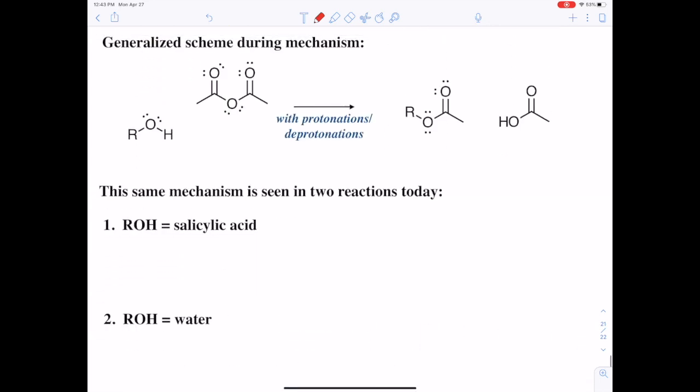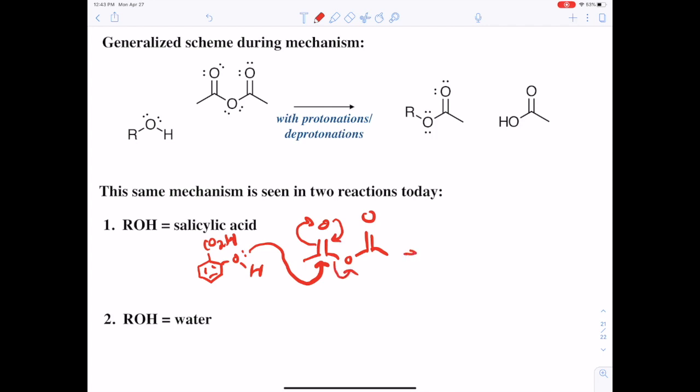We just saw this generalized mechanism. Let me just do that generalized mechanism here. Nucleophile attacks, electrons get kicked up, they come back down, and the leaving group departs. Of course, H plus hops on and off of things, but you get the picture. Now this is bonded to the carbonyl carbon, and we get acetic acid.